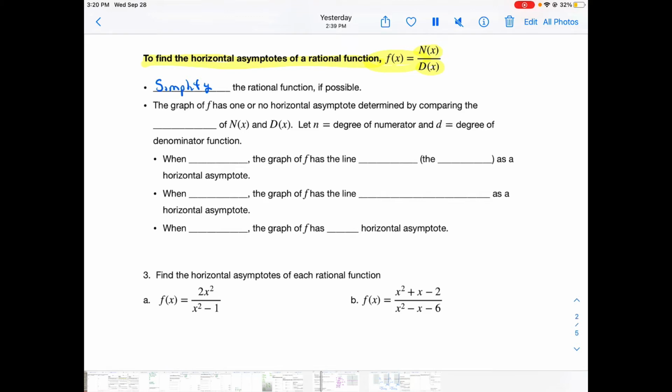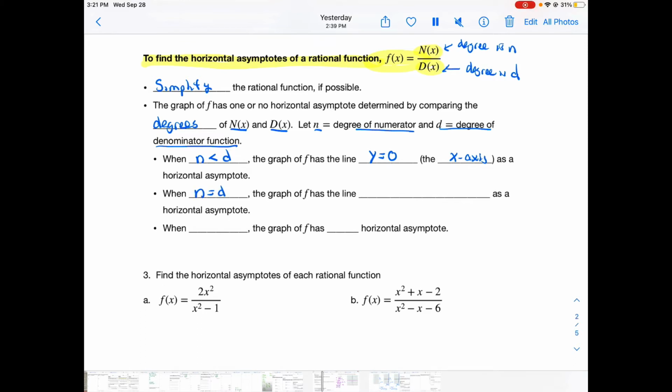Then I'm going to compare the degree of the numerator polynomial with the degree of the denominator polynomial. And so I'm going to let little n represent the degree of my numerator polynomial, and I'm going to call the degree of my denominator polynomial d in my notations below. So when the numerator's degree is less than the denominator's degree, y equals 0 is your horizontal asymptote. It's along the x-axis. So notice the difference here. Horizontal asymptotes are y equals, vertical asymptotes are x equals.